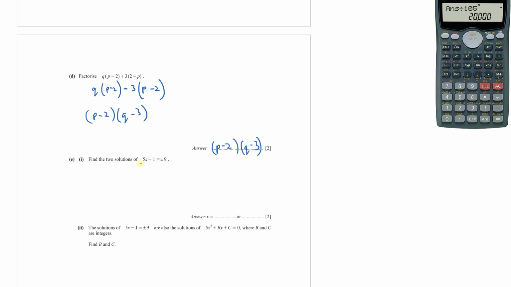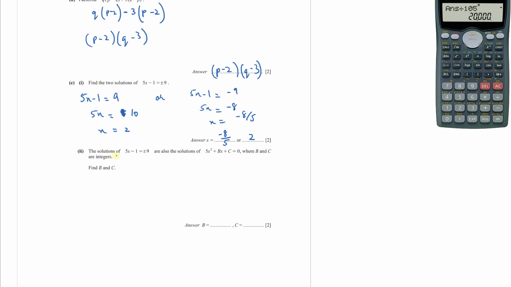Part E is find the two solutions of 5x minus 1 equals plus minus 9. So there will be 5x minus 1 equals plus 9 or 5x minus 1 equals minus 9. So you can solve these two equations. This will become 5x equals to 8. Oh, sorry, this will be 10. 9 plus 1 will be 10. And x will be 2. And here 5x will be equal to minus 8 and x will be minus 8 over 5. So minus 8 over 5 or 2.